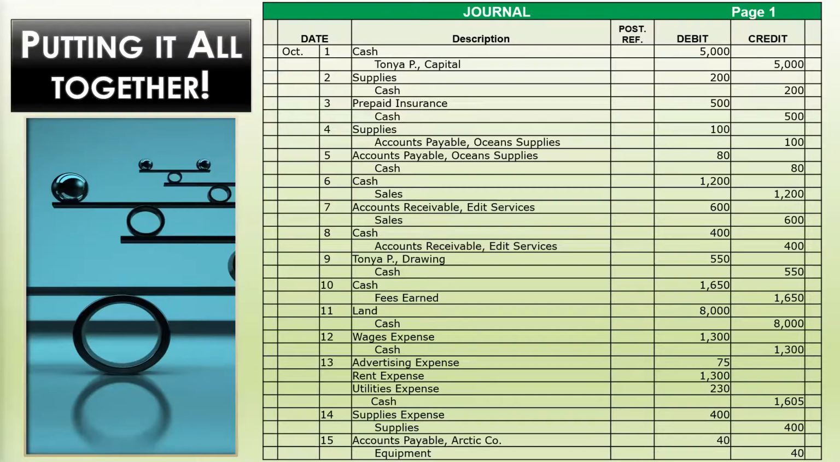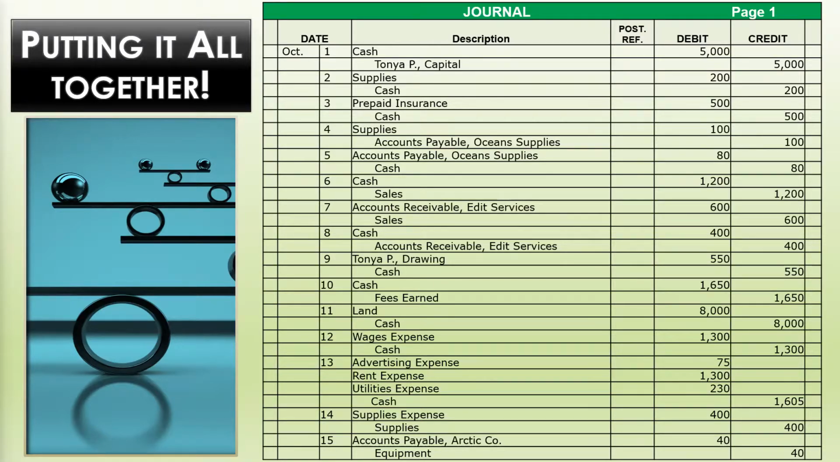When we put this all together in the journal on journal page 1, this is what it looks like. These are the journal entries from part 1, part 2, and then this part 3 of Journalizing Transactions. You can see we have October written once at the top of the journal because we're not changing months here. All of these transactions occurred in October.